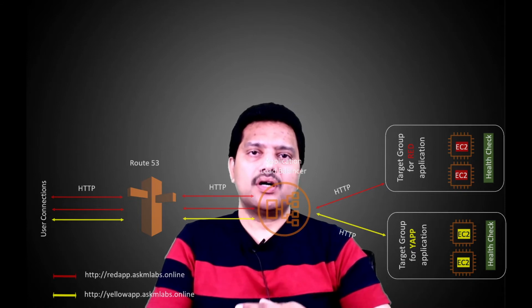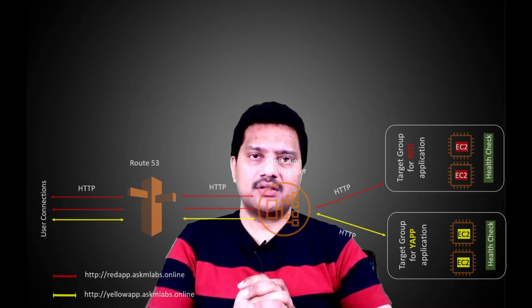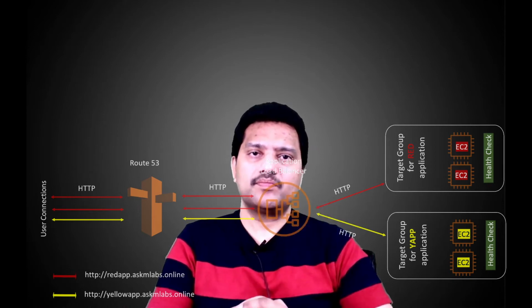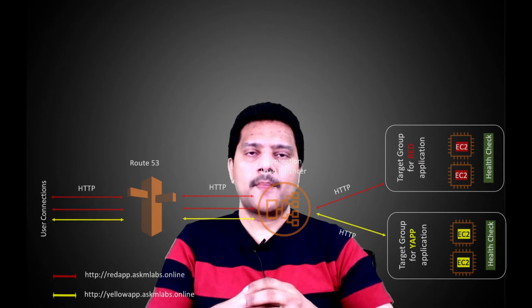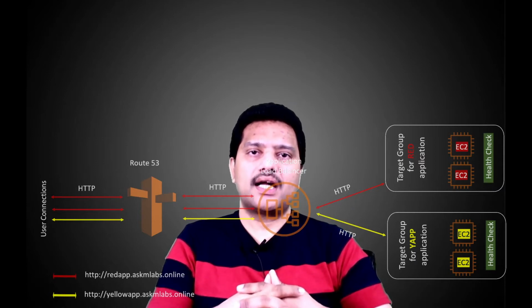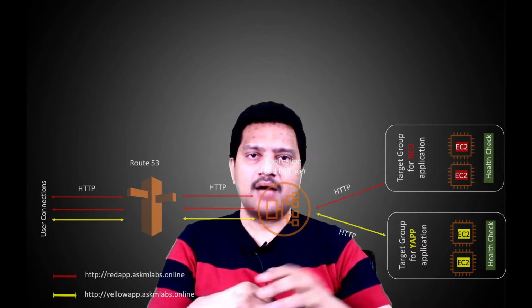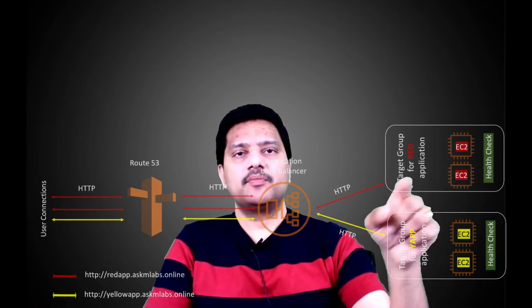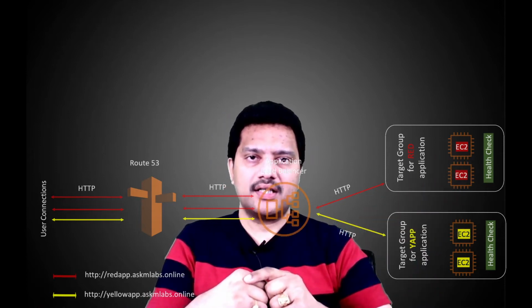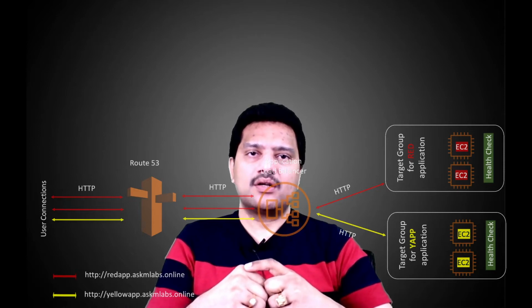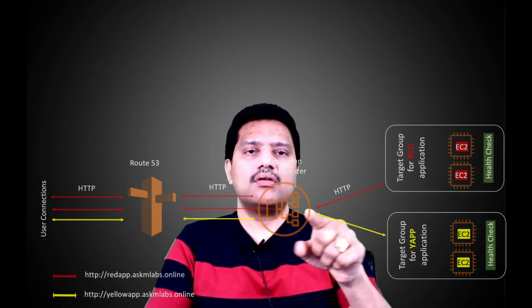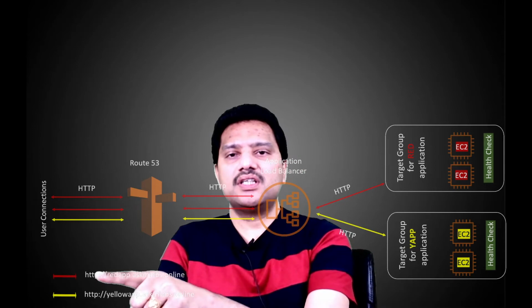Now, how can I define the rules in the application load balancer to give that intelligence? On the load balancer we are defining some rules to say that if the client has specified red app in their host name, then route all the requests to the red app. And if a rule is defined in the application load balancer that says if the host has yellow app in it, route all the requests to the yellow app, you can see it here.